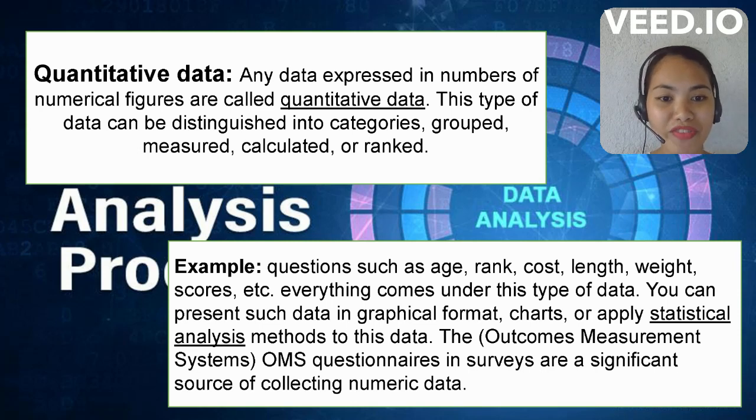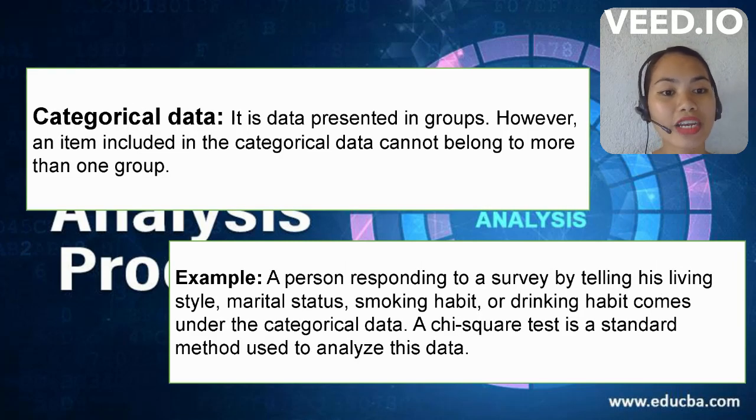I know some of you are already familiar with the different types of statistical analysis methods, especially if you're already taking a statistics subject or advanced inferential statistics. So yes, we have here also categorical data. This data is presented in groups. However, an item included in the categorical data cannot belong to more than one group. For example, a person responding to a survey by telling his living style, marital status, smoking habit, or drinking habit comes under the categorical data. A chi-square test is a standard method used to analyze this data. So you have different types of tests, like the chi-square test, the F test, and the T tests, and a lot more.